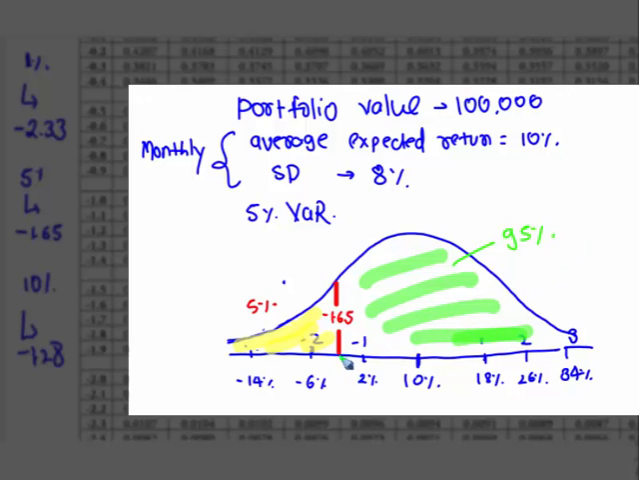Now, you have to find out what is the rate of return that is applicable for this minus 1.65 Z factor. For example, for minus 1 Z factor, the rate of return was 2%. For minus 2 Z factor, the rate of return was 6%. For minus 3 Z factor, the rate of return was 14%. So what is the rate of return for minus 1.65 Z factor? It's simple, it is simply minus 1.65 standard deviations away from the mean.